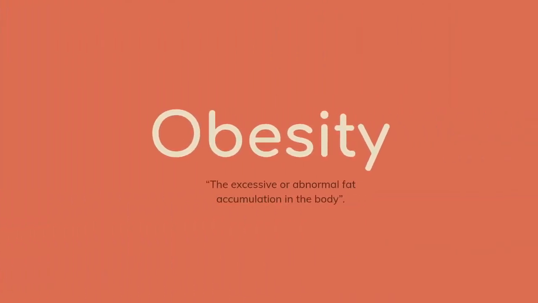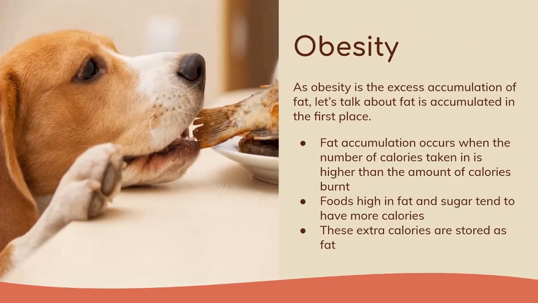Firstly, let's define obesity. Obesity is defined by the World Health Organization as excessive or abnormal fat accumulation that may impair health. But how does fat accumulate? Fat accumulates when the number of calories gained exceeds the number of calories burnt. Foods high in fats and sugars tend to have more calories, and when they are not used up through exercise, these calories are stored as fat.